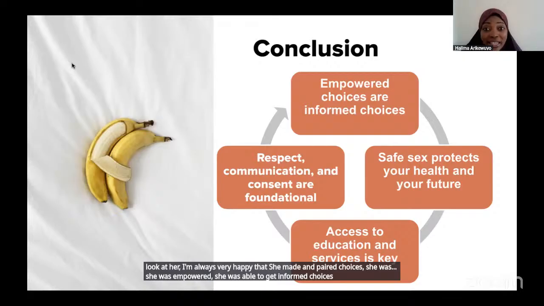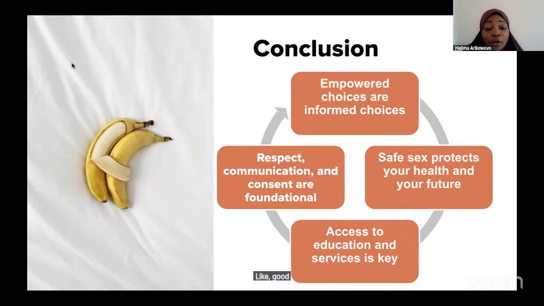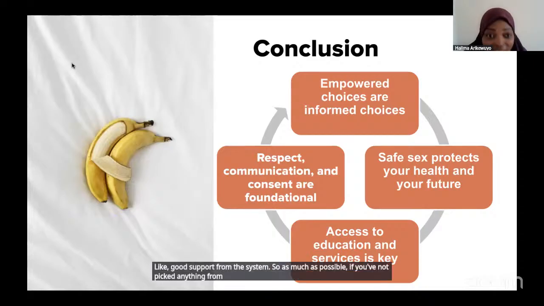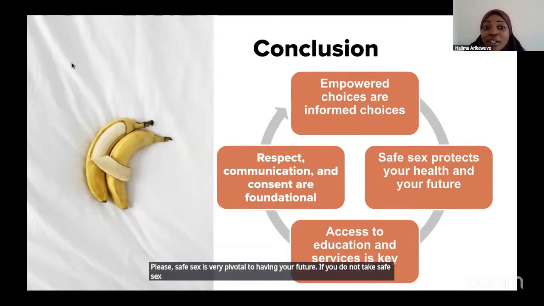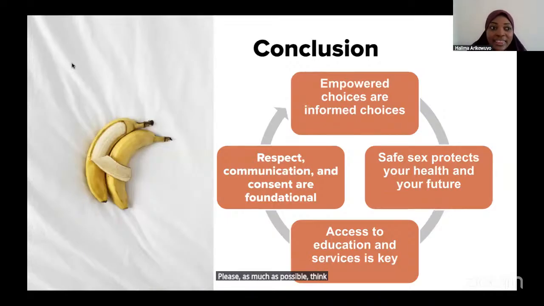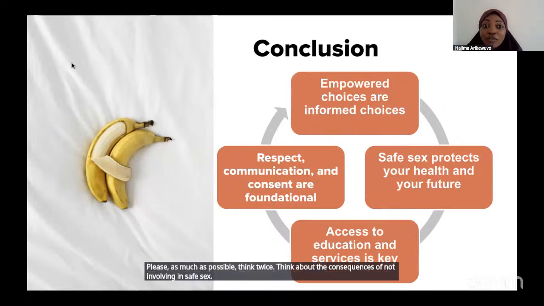She was able to get good support from the system. So as much as possible, if you've not picked anything from this place today, please, safe sex is very pivotal to having your future. If you do not take safe sex importantly, it could derail you from your future. A whole lot of people have a lot of things they have set aside for their future. Please, as much as possible, think twice. Think about the consequences of not involving in safe sex and some of the things that it can result to.